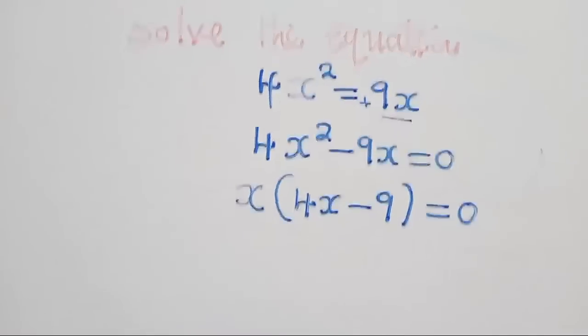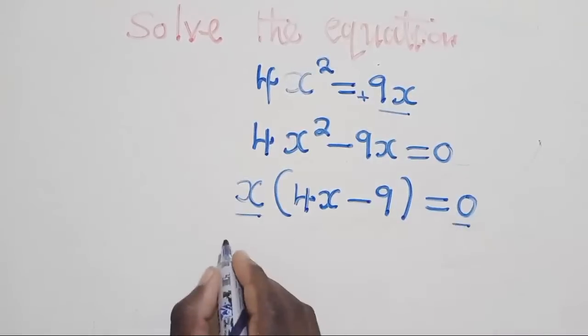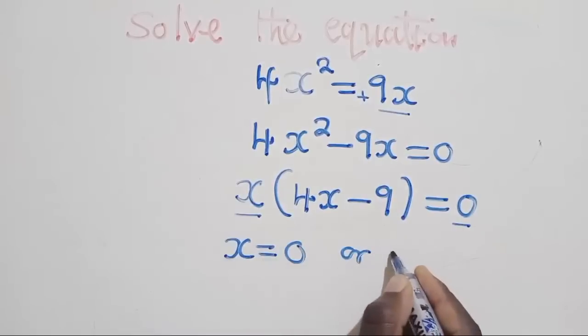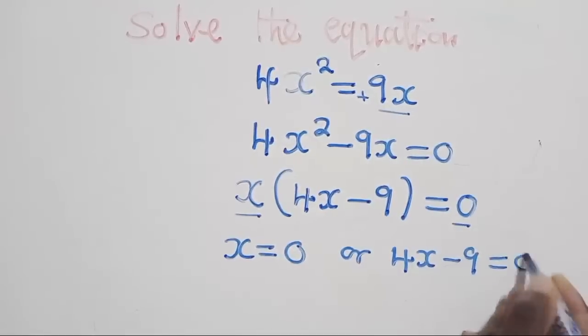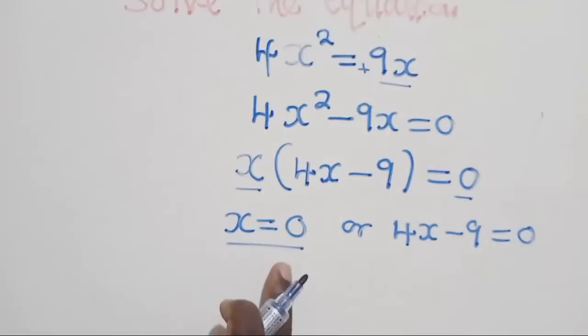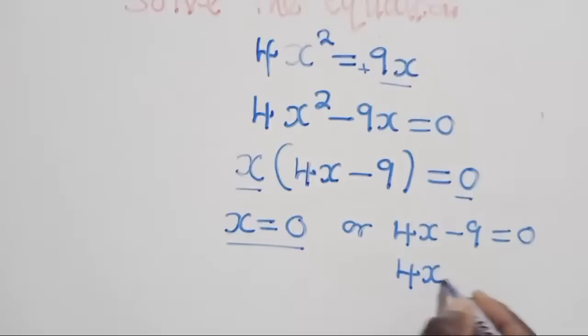So what do you do next? Remember, when solving the quadratic equation, we say this is equal to 0. So it will be x equal to 0, or 4x minus 9 is equal to 0. So we have found one solution here: x is equal to 0. What about here? We need to finish it up.